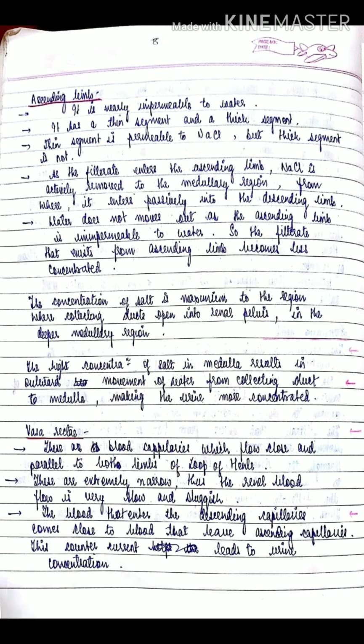We discussed this. The concentration of salt is maximum in the region where collecting ducts open into the renal pelvis, in the deeper medullary region. The higher concentration of salt in the medulla results in outward movement of water from the collecting duct to the medulla, making the urine more concentrated.